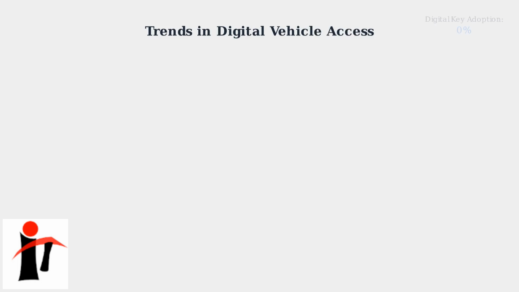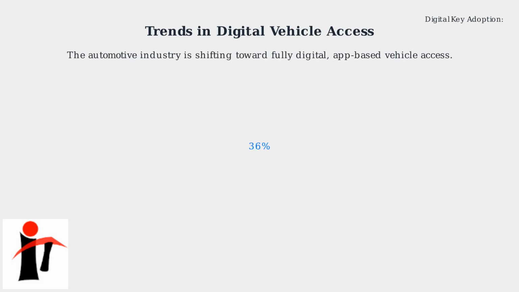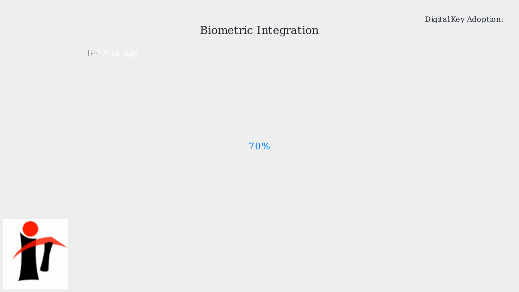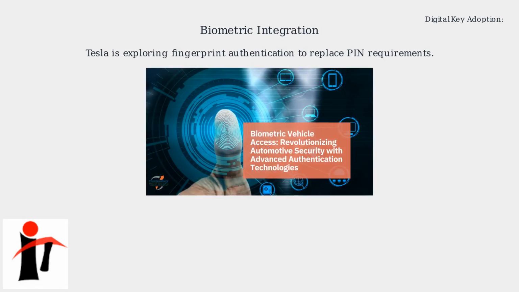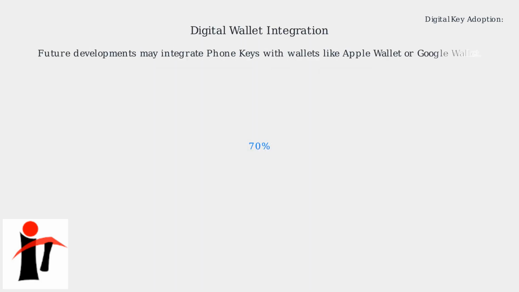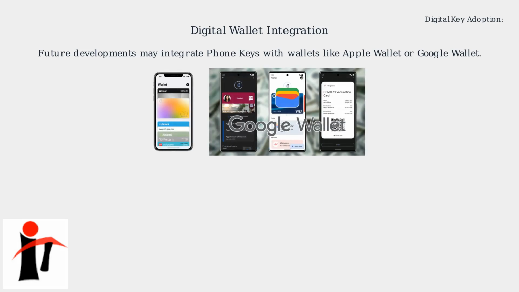The automotive industry is rapidly shifting toward fully digital, app-based vehicle access. This trend eliminates the need for physical keys and enhances convenience for multiple users. Tesla is exploring biometric integration, such as fingerprint authentication, to potentially replace PIN requirements. This would make access even more secure and seamless. Future developments may include integrating phone keys with digital wallets, like Apple Wallet or Google Wallet. This would allow seamless access through existing mobile payment ecosystems.